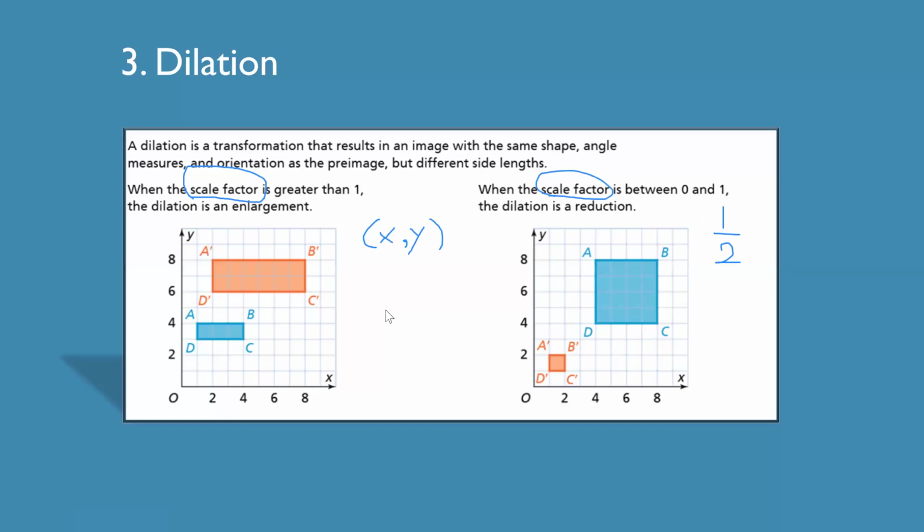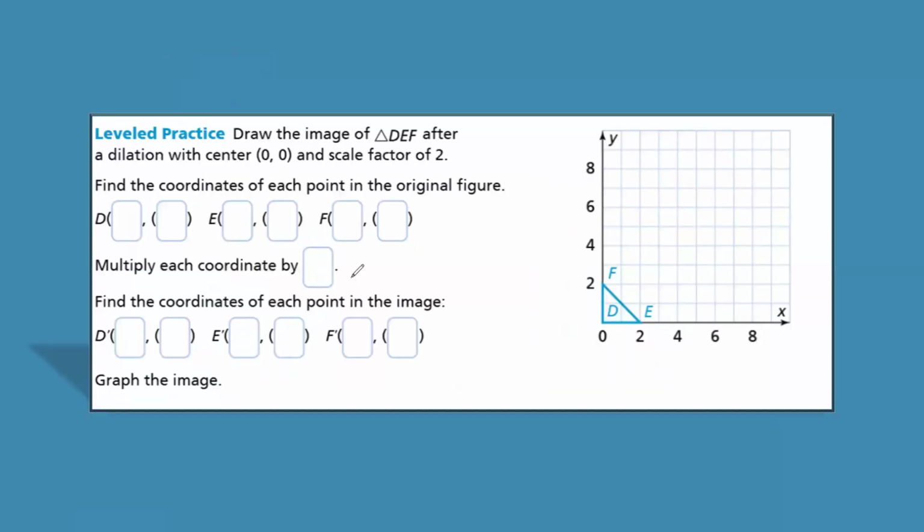Let's start. Here we have this shape. We need to figure out first the coordinates for my first triangle. D is 0 and 0. E, 2 and 0. F, 0 and 2. And the question gave me the scale factor 2. So what I will do with the scale factor, I multiply my points by 2. Scale factor 2, multiply by 2. Scale factor 3, multiply by 3. 4, multiply by 4, and so on.